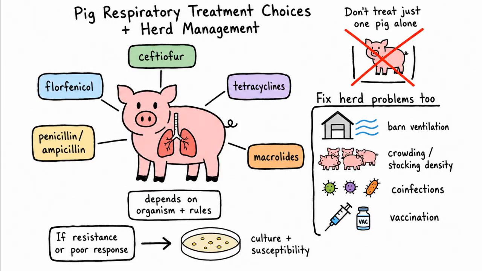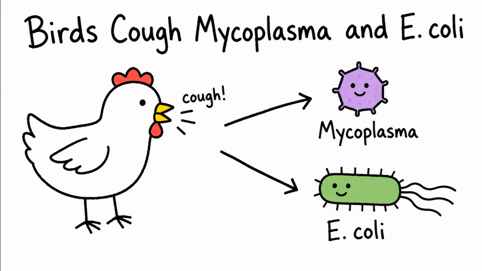For Actinobacillus, Pasteurella, and Streptococcus, choices may include ceftiofur, florfenicol, penicillin or ampicillin-type drugs, tetracyclines, or macrolides, depending on the suspected organism and regulations. If resistance or poor response is present, herd-level culture and susceptibility matter because treating individual pigs without fixing ventilation, stocking density, co-infections, or vaccination programs will fail.